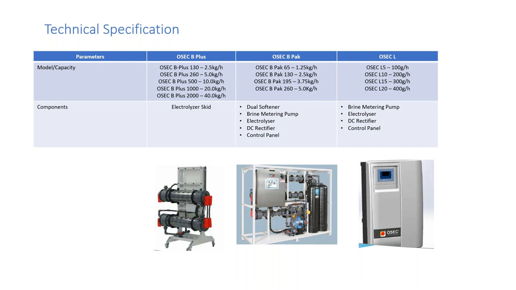The last one we have is the OSEC L, which is the smallest, most compact unit we have currently. It comes with an electrolyzer, brine pump, control panel, and TR, all built into the enclosure. The smallest unit can produce 100 grams per hour, and the largest is 400 grams per hour.